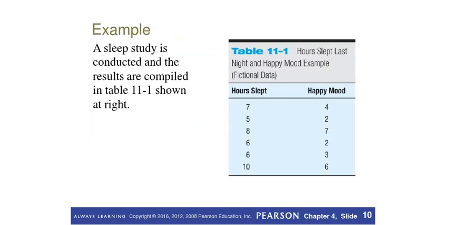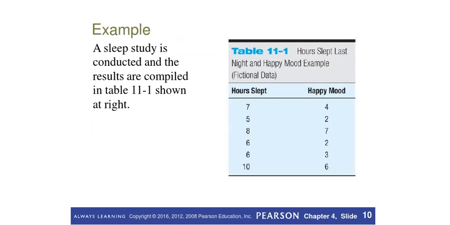So in this example, somebody who slept 7 hours said they had a happy mood of 4. Somebody who slept 5 hours had a happy mood of 2. Yeah, I can see being kind of grumpy after 5 hours. Somebody had an 8-hour sleep and a 7 for their happy mood, so they seem pretty happy. But somebody slept 6 hours and had a mood of 2, and somebody else who also slept 6 hours had a happier mood of 3, maybe. And somebody slept 10 hours and seems a little more grumpy than the person who slept 8. I don't know what's going on with that. But anyway, this was our happy mood chart.